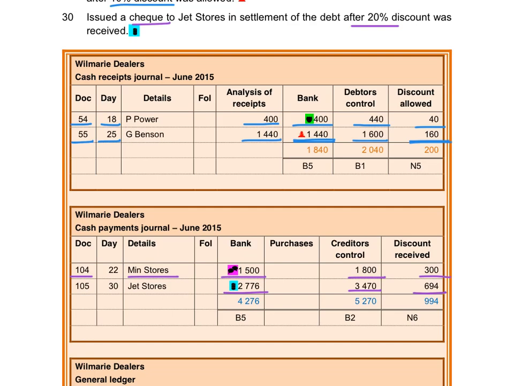In the cash receipts journal, the bank will be debited because we receive money and assets increase on the debit side. The debtors control will be credited to decrease the debtors on the credit side. Discount allowed is an expense, so discount allowed will be debited because expenses increase on the debit side. And if we use the 1,840 on the debit side plus the 200 on the debit side, it will equal the 2,040 on the credit side to complete our double entry.